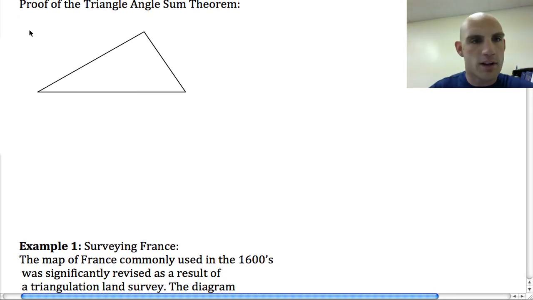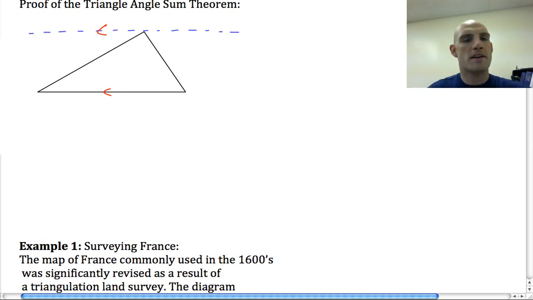In order to do this proof, I'm going to draw a dotted line here. And what I'm going to do is I'm going to assume that this dotted line is parallel to the bottom of this triangle. And so when I do that, what I'm basically operating under is this assumption here. I'm going to label the three angles of this triangle 1, 2, and 3. And I've also created two other angles, 4 and 5 here.